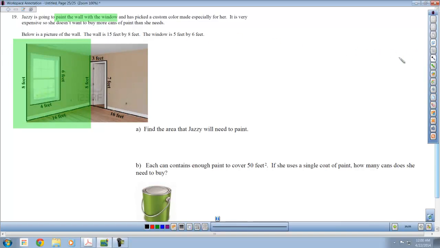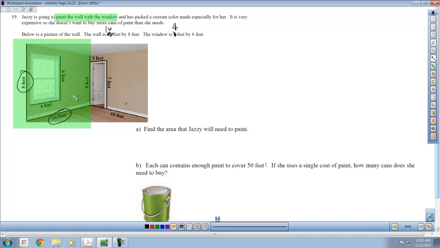Okay, there was a little error on this. It says 15 by 8, but the wall is really what? 16 by 8. So let's cross out that 15 and change it to 16. Sorry about that typo. It also says the window is 5 by 6 feet, but can you see it's 4 by 6 feet? So let's cross out that 5 and go 4. Okay, and obviously, when she paints the wall, would she need to paint the window? Of course not. You wouldn't want to paint the window.